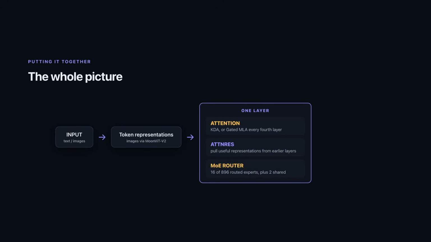Then the mixture of experts block. The router scores all 896 routed experts and sends the token through only 16 of them, alongside the shared experts. That transformed information moves into the next layer, and the whole process repeats 93 times over. Eventually, the model predicts the next token, then the next, then the next.